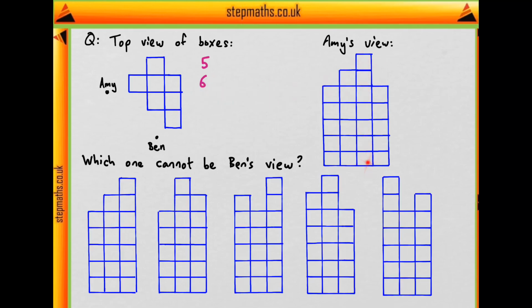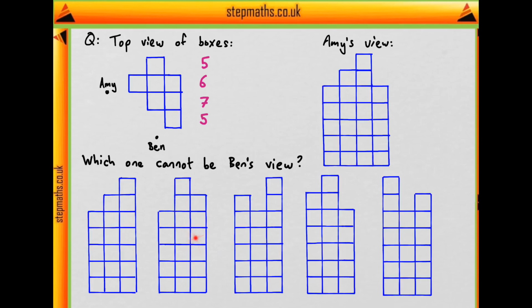Next, we have this pile that's 7 boxes high, and we know that must correspond to one of these two, and we know that the other one can't be higher than 7. And finally, we have this pile which corresponds to this single pile, and we know that that must be 5 high. So which one of these is most useful for Ben's view?